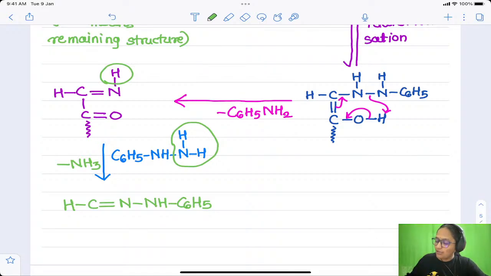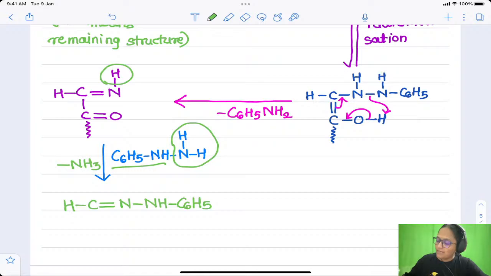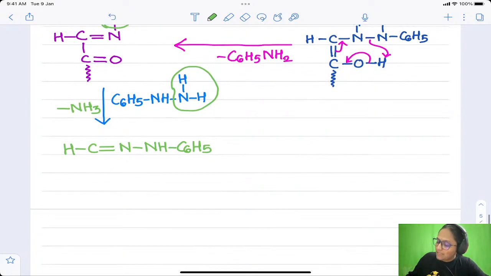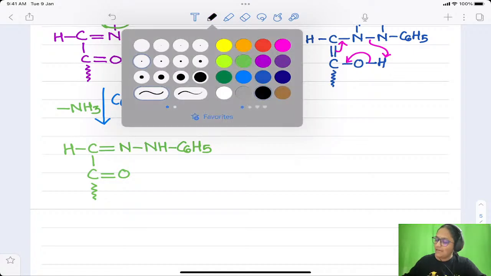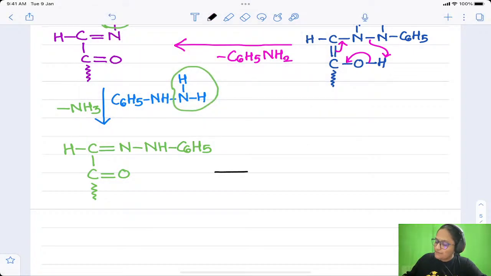After loss of ammonia molecule, C double bond N remains as it is, like this. Then NHC6H5 will be attached further. Then the remaining structure as it is, C double bond O and the remaining structure. Again, we have one more site for the attack of phenylhydrazine, so further reaction will take place. So one more molecule of phenylhydrazine I will use, H2N NH C6H5. That is phenylhydrazine only.